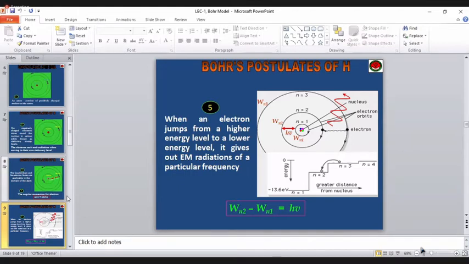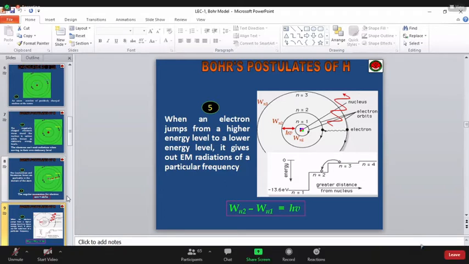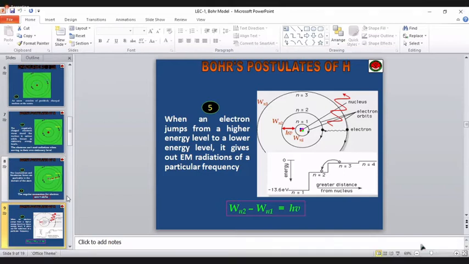So the difference in the energy level is equal to h nu. These are the 5 postulates. The first one, postulate number 1: a positively charged nucleus at the center. Number 2: negatively charged electrons around the nucleus in a fixed orbit, known as the stationary energy level.